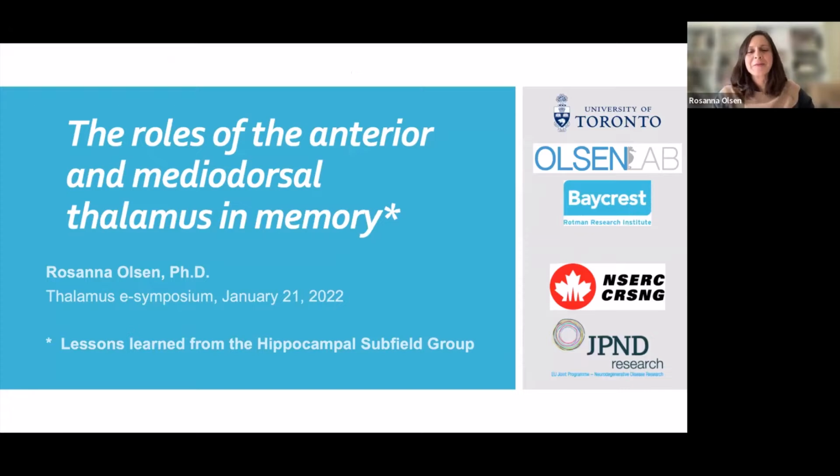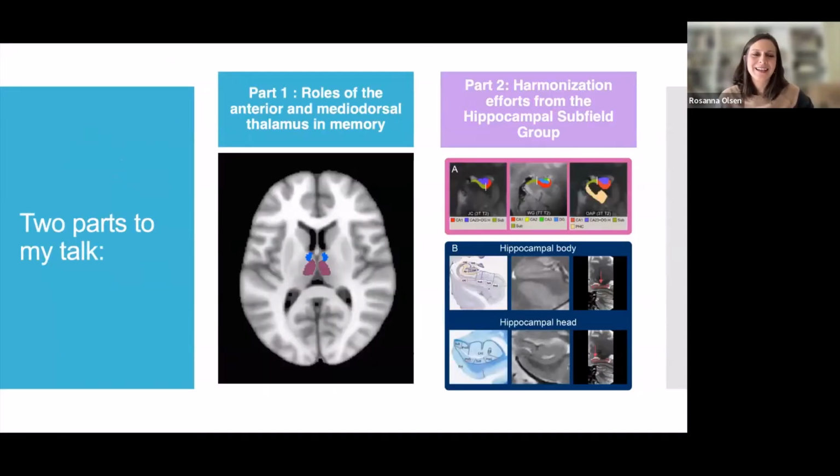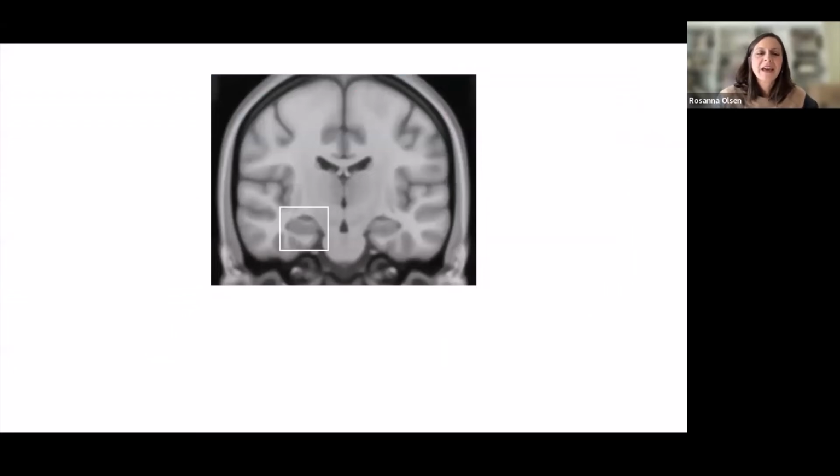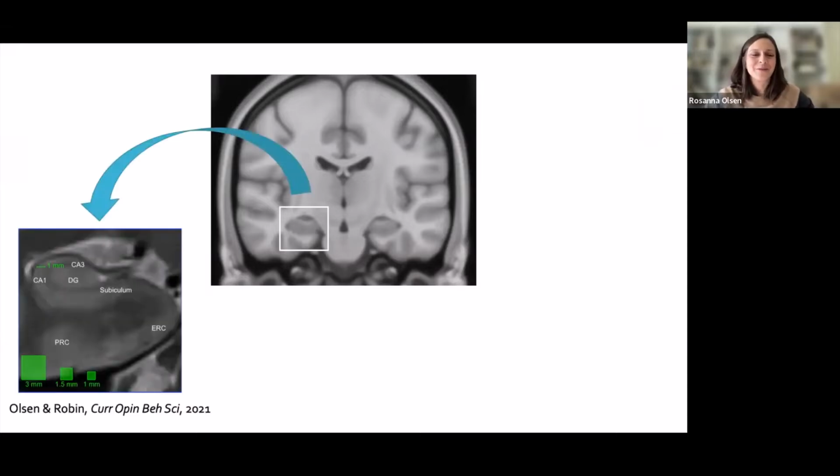Perfect, so I'm going to try to do 2 talks in one today in my 15 minutes. I'm going to speak about the topic that was on the first slide of my presentation, which is the roles of the anterior and medial dorsal thalamus in memory. And I'm also going to mention some of my involvement with the hippocampal subfield group, because I think that some of the issues that we've tackled as a group are very relevant to many of the people on the call today. So I first started studying the brain and started studying memory, very much focused on the hippocampus, like many of us in the field.